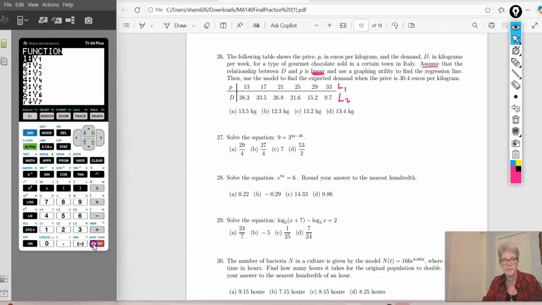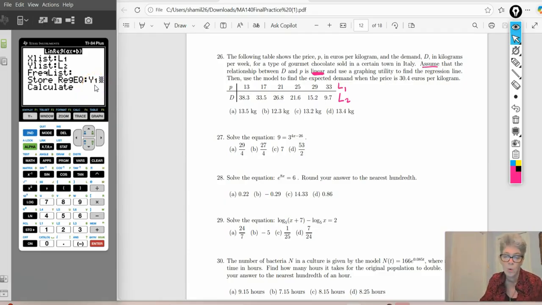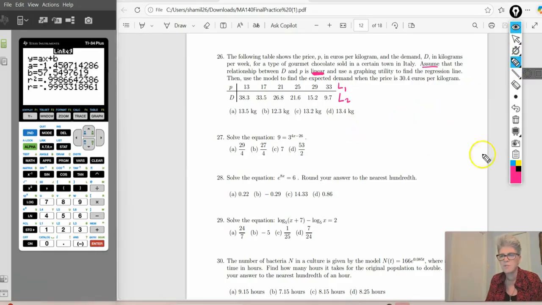And I'm going to press enter again. And it's going to store the regression equation as Y1. So instead of calling it F, it's going to call it Y1. And I'm going to press enter, and then we're going to calculate. Okay, so I don't have to write the regression equation. The regression equation has been stored as Y1.